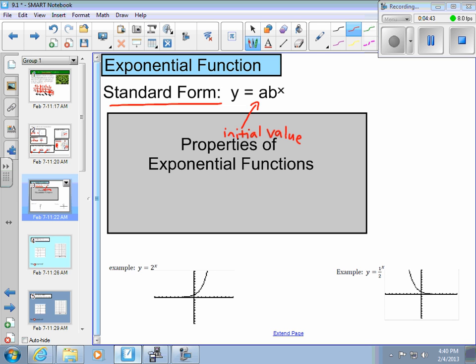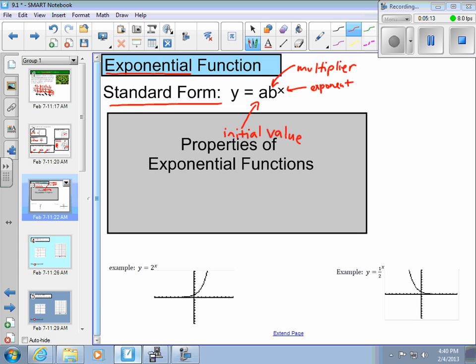B in this equation is your multiplier. What are you increasing by? Are you doubling? Are you tripling? How much are you going up by each time? And then x, notice x is in the exponent here, that is why these ones are called exponential functions, because your variable's in the exponent.